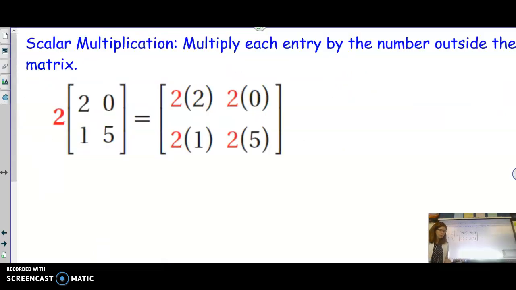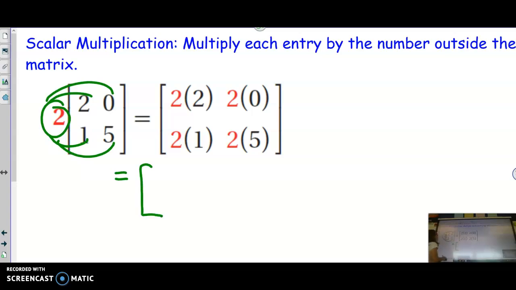Okay, we can also do something called scalar multiplication, which just means to multiply simply by a number. So you multiply each entry by the number outside the matrix. So for instance, in this case, I have the matrix 2, 0, 1, 5. I'm multiplying the whole thing by 2. So this is like just a massive case of the distributive property. Everything's going to get multiplied by 2. So 2 times 2 is 4. 2 times 0 is still 0. 2 times 1 is 2. 2 times 5 is 10. So scalar multiplication is a way to take data and multiply all of it by the same number very quickly.